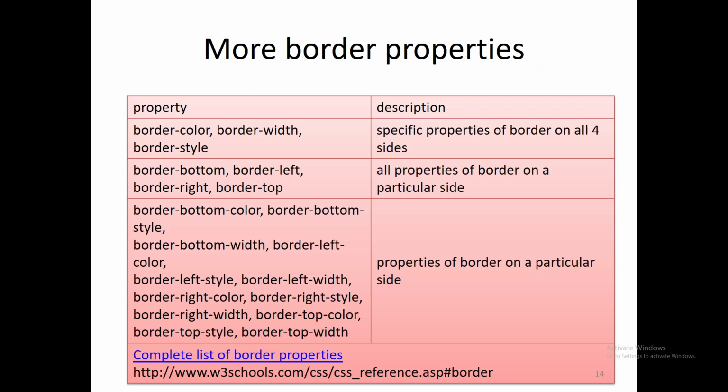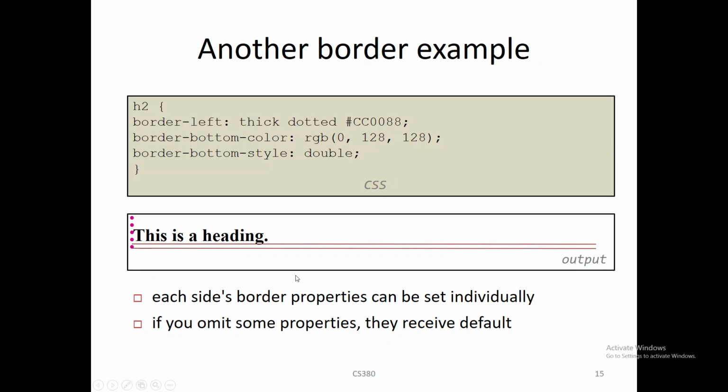Okay, so there are more fine-grained properties for the border as well. If you want to just set the color of the border, you can use the border color, and the border width will define the thickness of the border, and the border style defines the style of the border. But you can also change the style and everything for every side of the border, right? So these properties can be used for that purpose.